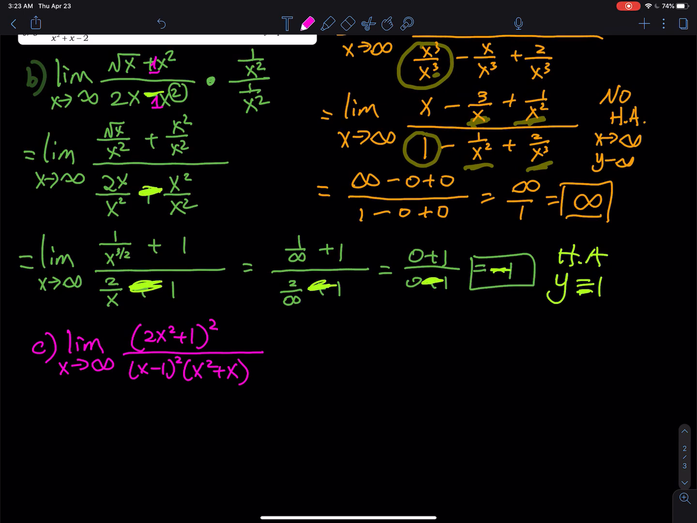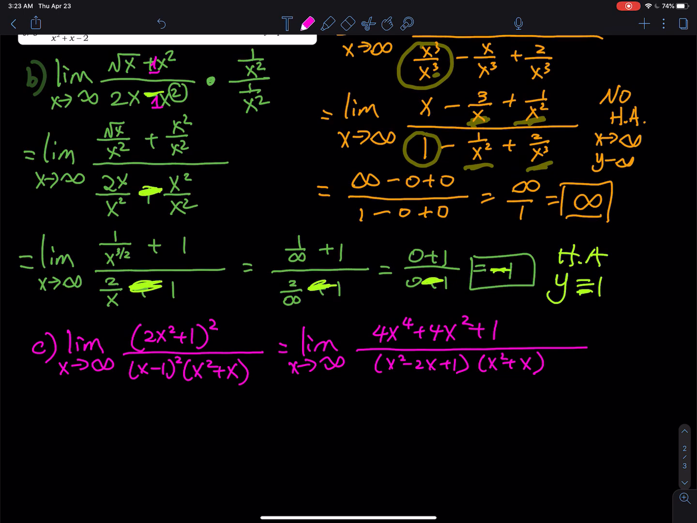You have to fully open the denominator. So that is the limit as x approaches infinity. We have 4x to the 4th plus 4x squared plus 1. And then you have to square the x minus 1: x squared minus 2x plus 1. And then this one, we are not touching that yet. And then you open this up.